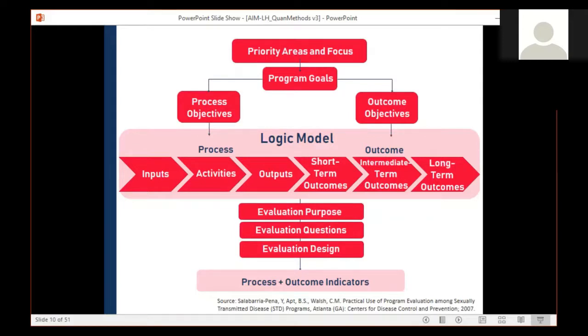You are likely to have already set your program goals and objectives, which are flowing out of your priority areas and focus. Your goals and objectives are, of course, very essential in the program planning process, and they establish the criteria and standards against which you can determine your program performance.